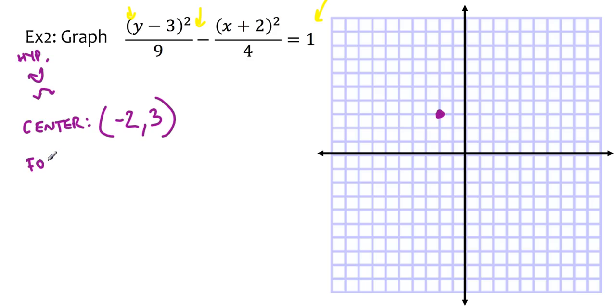We find our foci next. Again, our foci is our c. We've got our a value, which is 3. Our b value, which is 2.